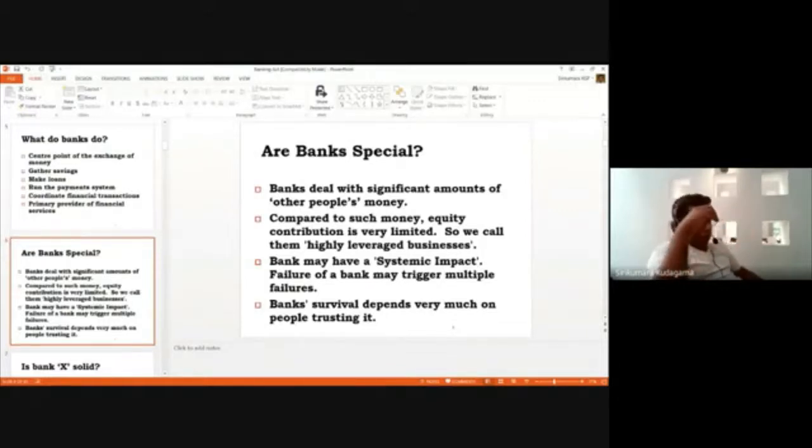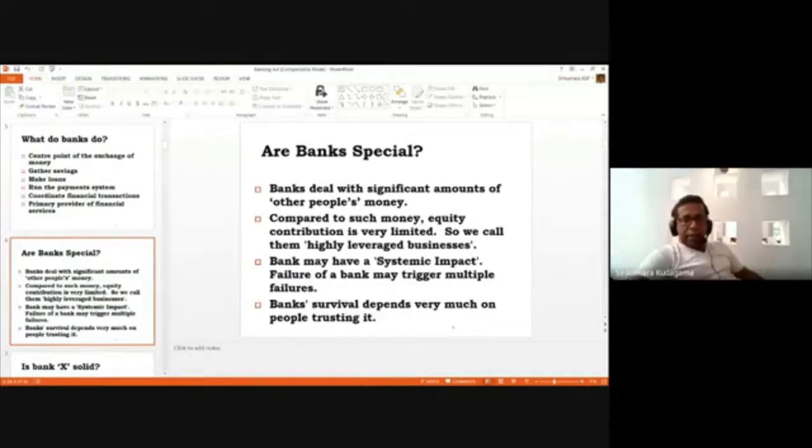Since you are working on other people's money, you need to be very careful, because if you run into a problem, you are putting the entire deposit holders, a large number of people who have kept money with you and trusted you, into trouble as well. You put them into jeopardy. For this reason, you need to be very careful in handling your transactions. We'll see how the Banking Act helps you to have that discipline in financial transactions.